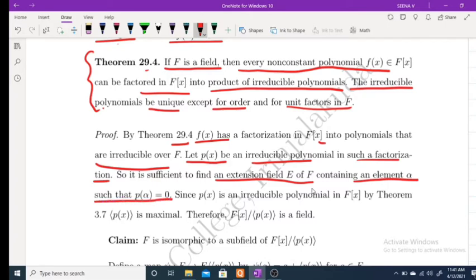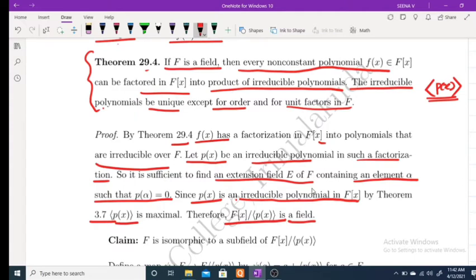Since p(x) is an irreducible polynomial in F[x], by theorem 3.7, the ideal generated by p(x) is maximal. We have already discussed this theorem in our last class. If p(x) is an irreducible polynomial, the ideal generated by p(x) is a maximal ideal. Then F[x] over the ideal generated by p(x) is a field.